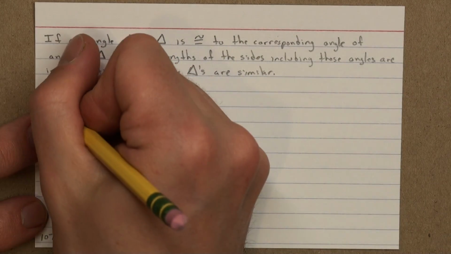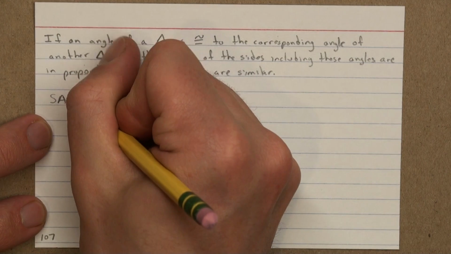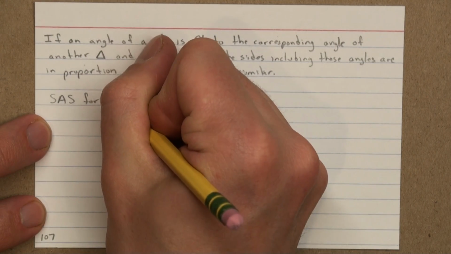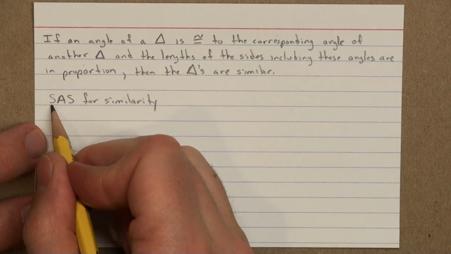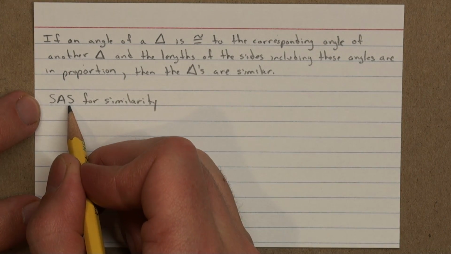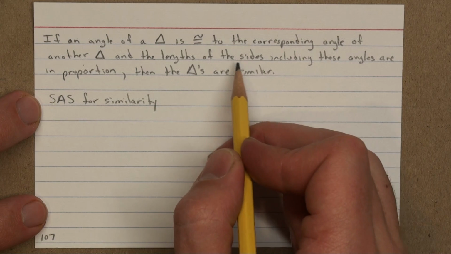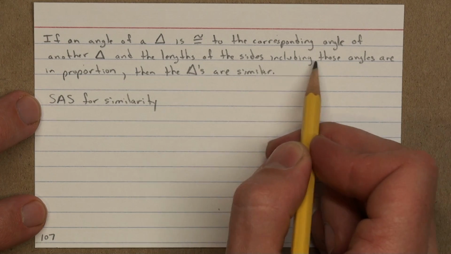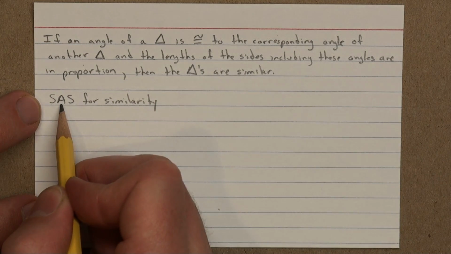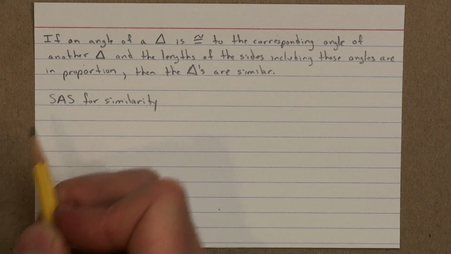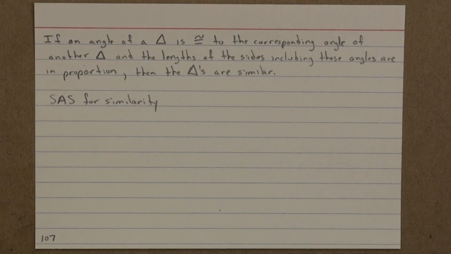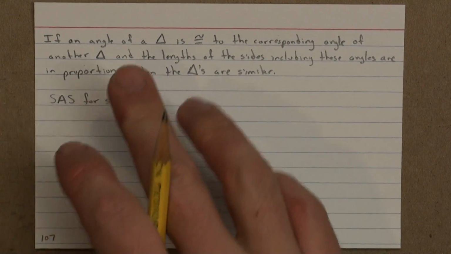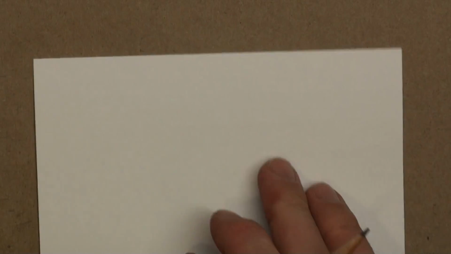Okay, and this is SAS for similarity. When we're talking about similarity, the S's mean that the sides are in proportion. Now you see how this says the sides including these angles? That means the angle has to be in between the two sides that you're talking about, just like for proving triangles congruent. So let's see an example of this, or a picture to go along with this.